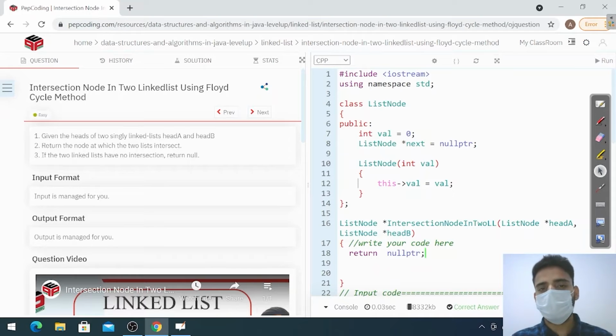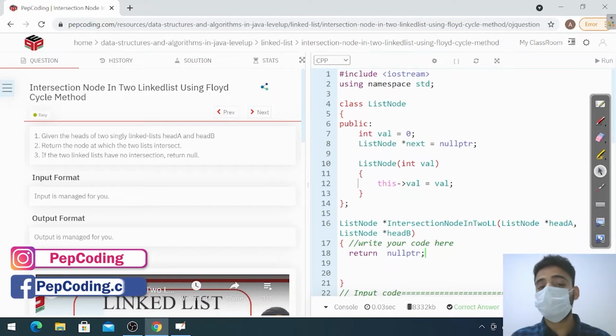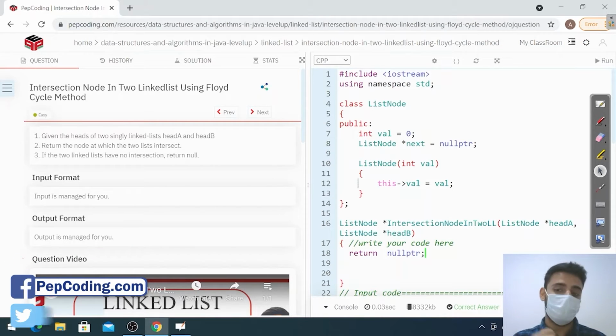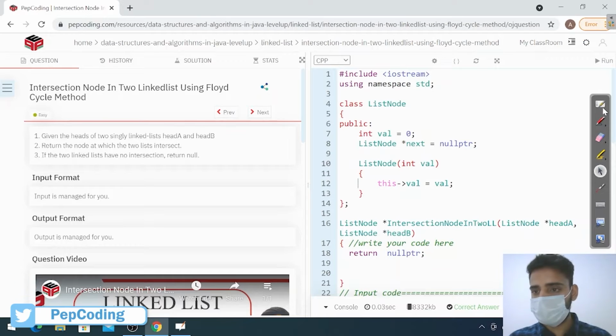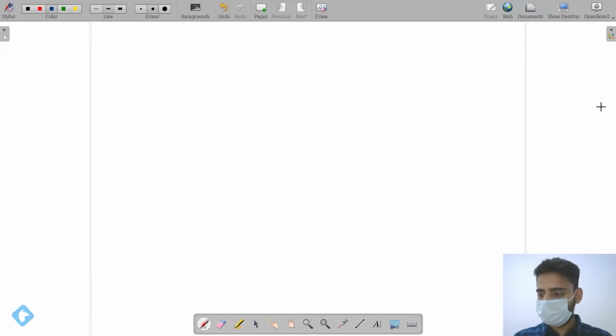Today we are going to solve a question named intersection node in two linked lists using the Floyd cycle method. First of all, let's discuss what the intersection of two given linked lists is. So let's head towards the board first. Here, let's draw the linked list first. Just suppose this is the given linked list we have.